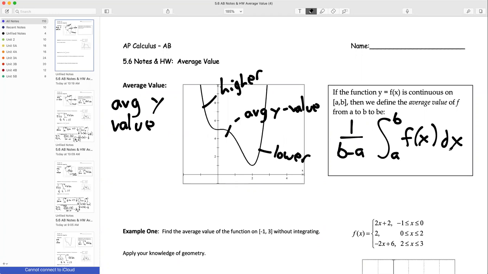I got really good at drawing these little integral things. I used to be. You're going to go far in your calculus life then.